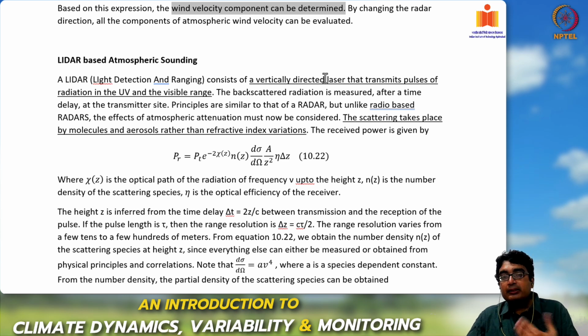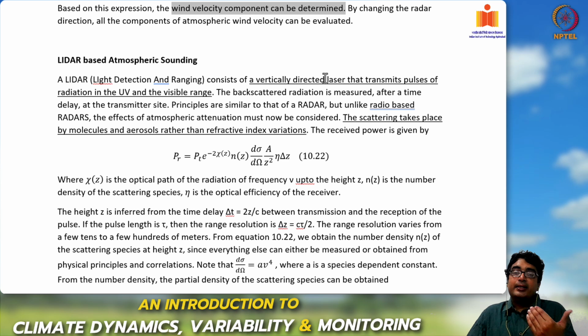Okay. The backscattered radiation is measured after a time delay at the transmitter side. The principles are similar to that of a radar, but unlike radio-based radars, the effects of atmospheric attenuation must now be considered. Because it's the UV and the visible range, there will be some amount of atmospheric attenuation, absorption by the atmospheric gases itself. And the scattering takes place by molecules and aerosols rather than refractive index variation. So Lidar is used to measure gas composition, atmospheric density, aerosol concentration, etc.